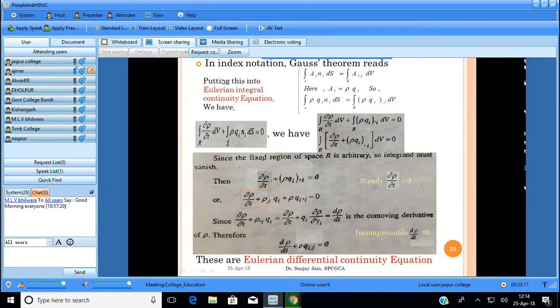Now we are going for the other form, or differential continuity equation for Eulerian value. In index notation, we already know what Gauss theorem reads. Gauss theorem is nothing but changing a surface integral into a region integral or volume integral. This is a_i n_i dS in continuum mechanics notation, Cartesian tensor. a_i n_i dS is nothing but the region integral a_i comma i dV. Here in our case, a_i is nothing but rho q_i.